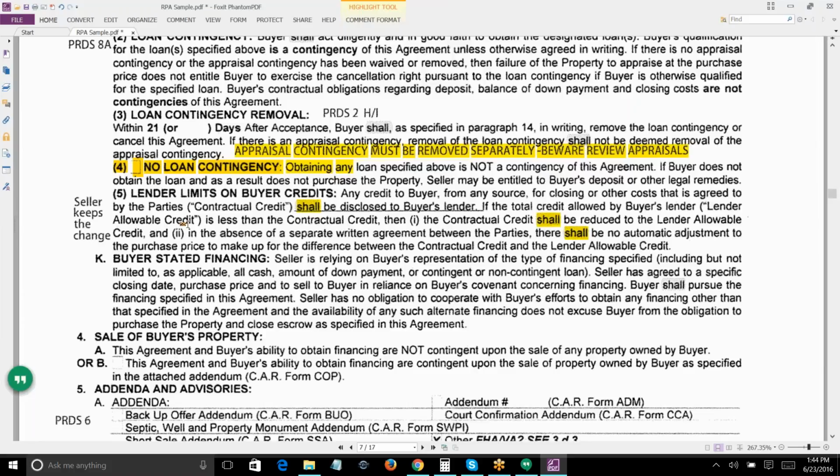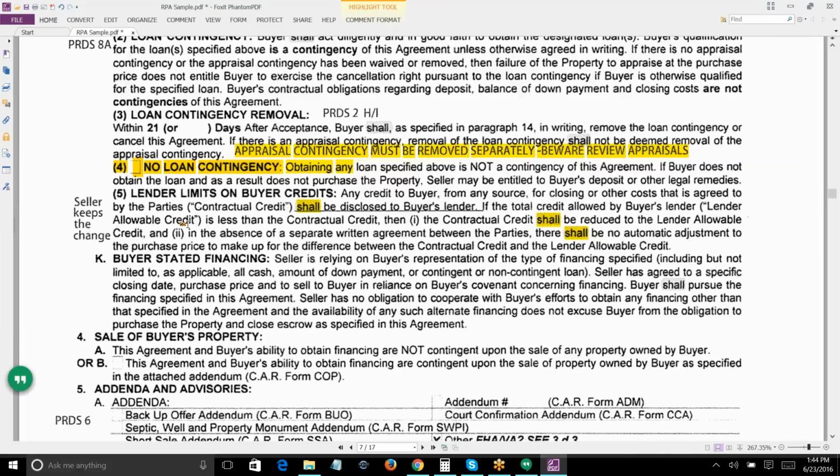Reading between the lines, what it essentially says is that the buyer is supposed to try to get the loan that the buyer said they were going to get on the first page of the contract. However, what it sort of says is that if the buyer closes, it's all good. Now, what it says is sellers relying on buyer's representation of the type of financing specified, including, but not limited to, cash, amount of down payment, contingent, non-contingent loan. Sellers agree to a specific closing date and purchase price to sell, and the buyer's covenant concerning financing is relied upon.